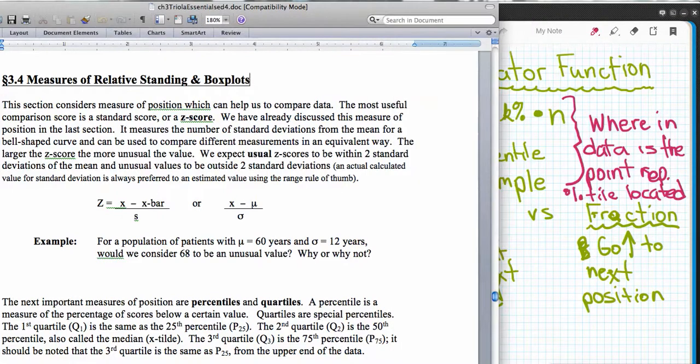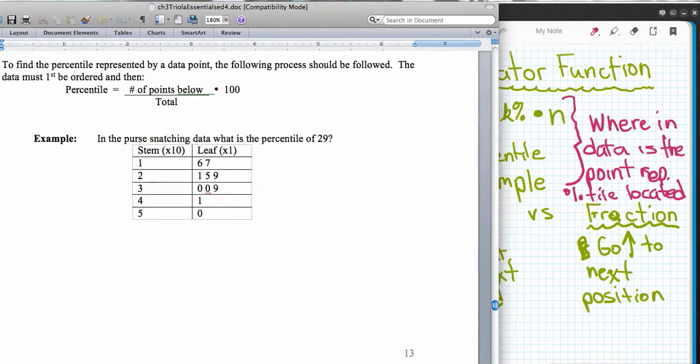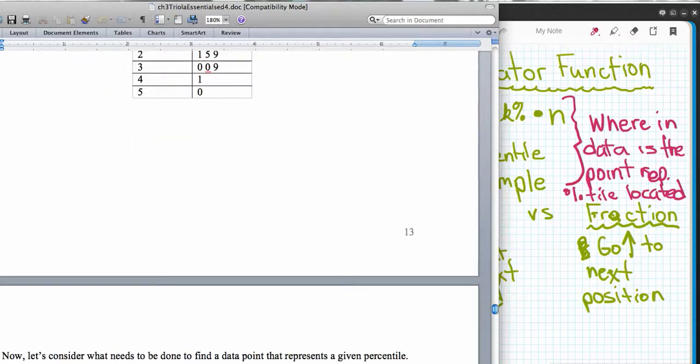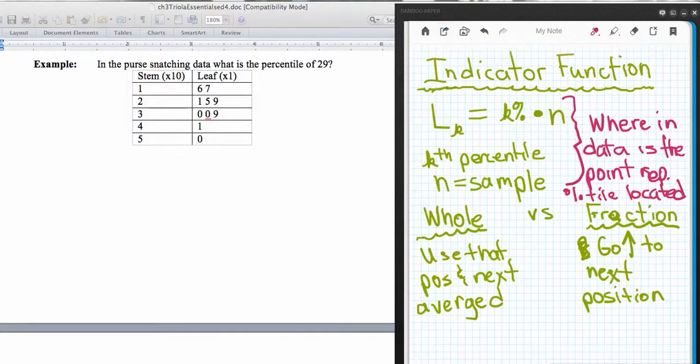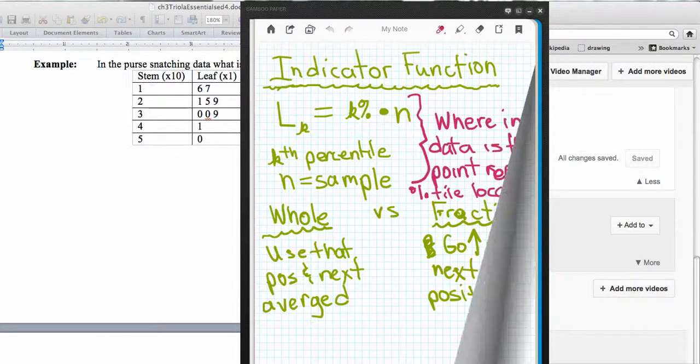So let's go ahead and scroll down here and we will take a look at the PerSnatcher data. Now the notes here, they're finding the percentile of a given point, which is just the backwards of what we're doing here with location. So I'm changing this example very slightly here, because most of the books anymore are not actually finding the percentile of a given point. They're usually just finding different data points that represent the percentiles. So we're actually going to find the different percentiles for the PerSnatcher data.